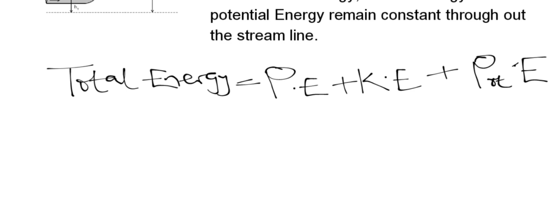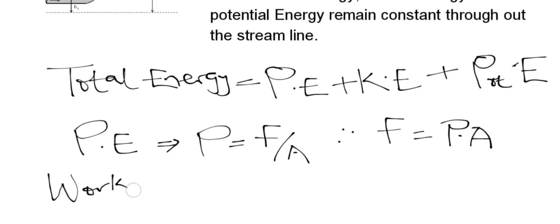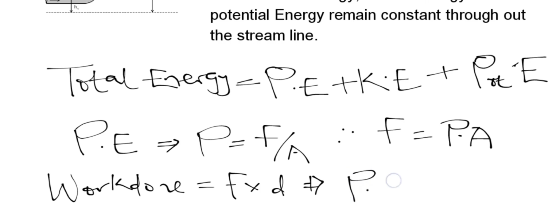Let me start with the pressure energy. We know that pressure is equal to force over area. Therefore, force is equal to pressure times area. When we're talking about energy, we are actually talking about the work done, and we know that work done is equal to force times distance. Therefore, the force is pressure times area, and instead of distance we use the length. So the pressure energy is denoted as PAL.